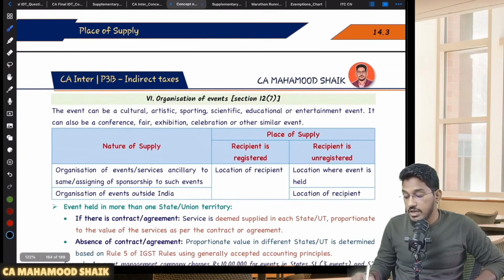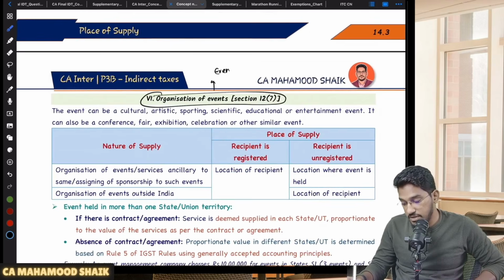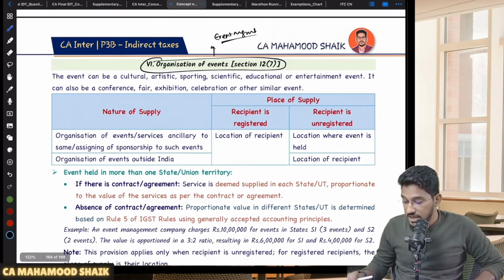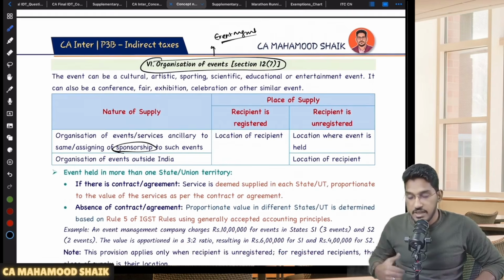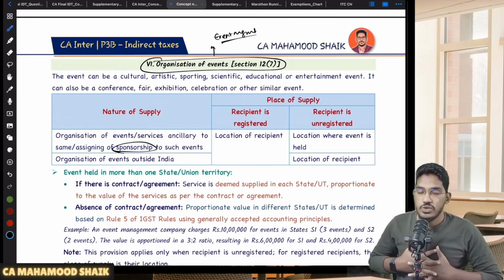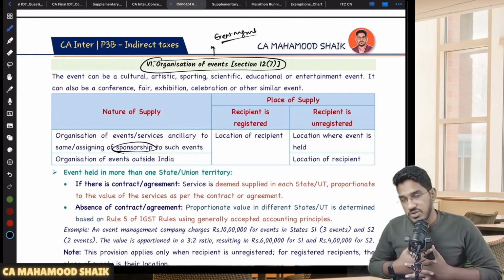Next. Sir, organization of events. Sir, what is this event organization? Nothing but event management services. So for event management services, in case if someone is providing the event management services, including sponsorship, even sponsorship also will get covered here. So in case if you are an event organizer, you are providing event organizing services to your recipients, including sponsorship, etc.